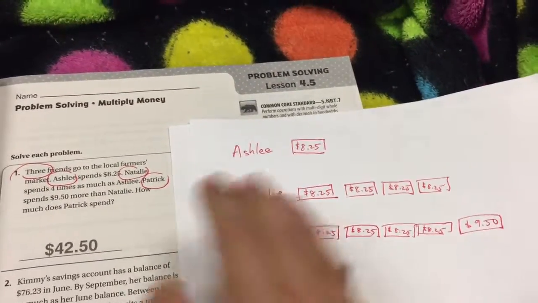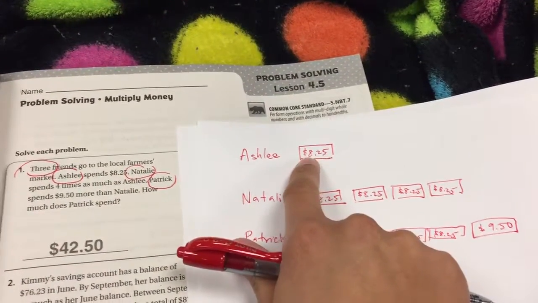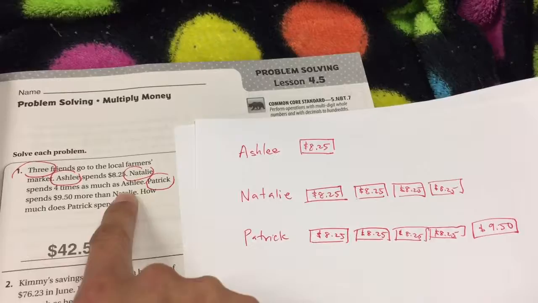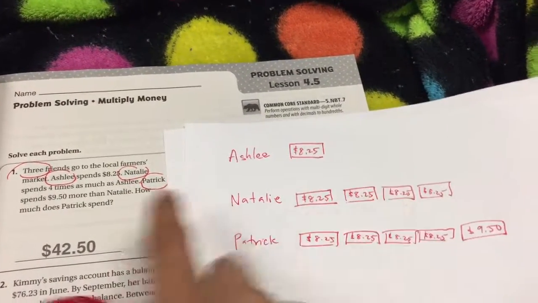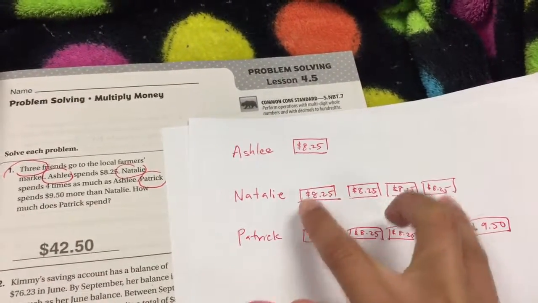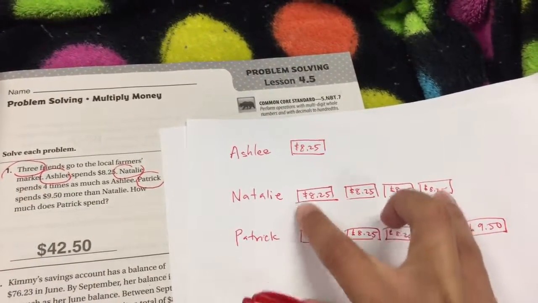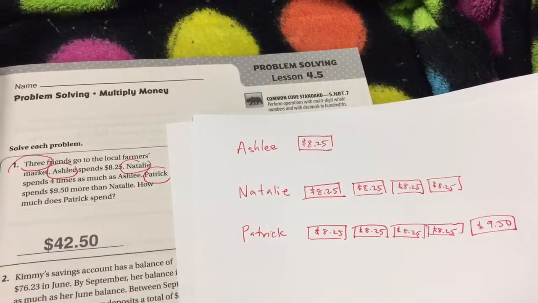and he has an extra $9.50. So let's review these. Ashley spends $8.25. She has one box of $8.25. Natalie spends 4 times as much as Ashley. We take Ashley's, and we have that 4 times. And last but not least, Patrick spends $9.50 more than Natalie. We copy Natalie's, $8.25 4 times, and he spends $9.50 more than that.